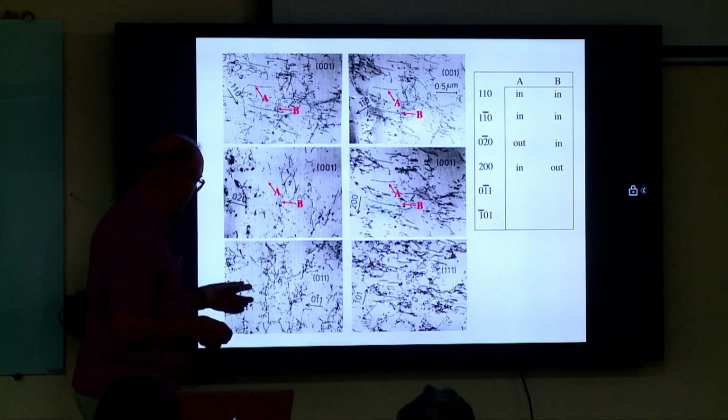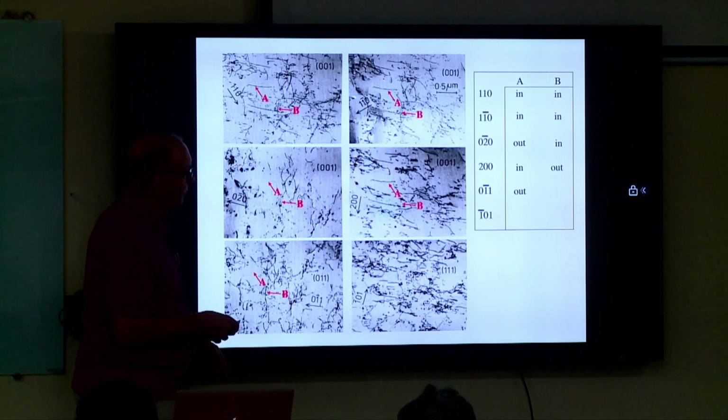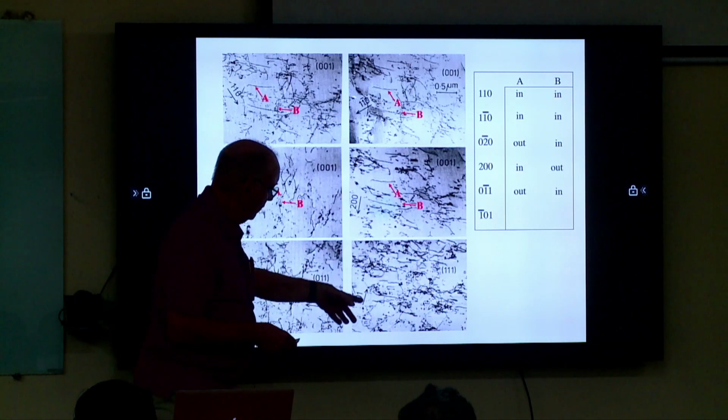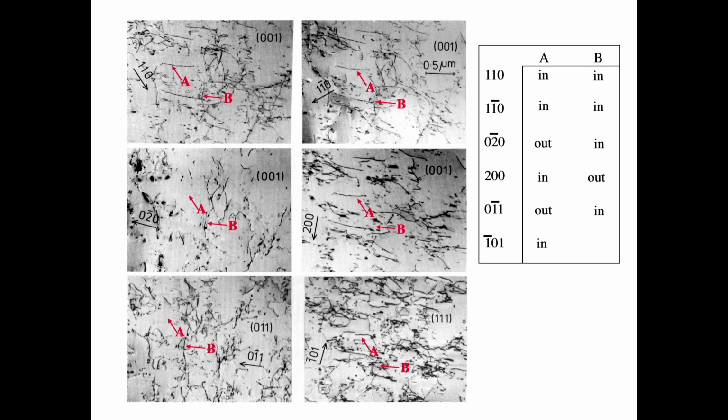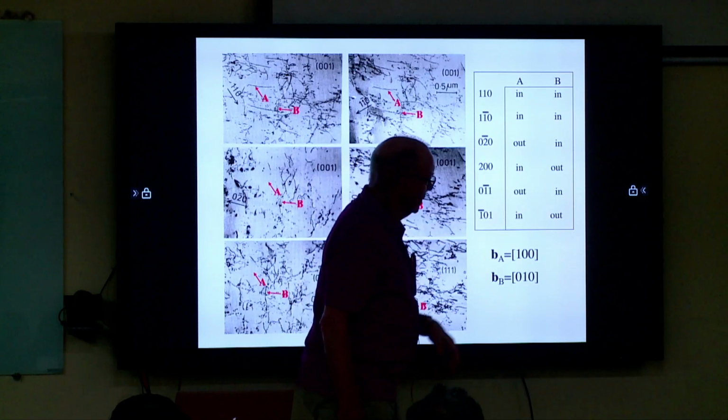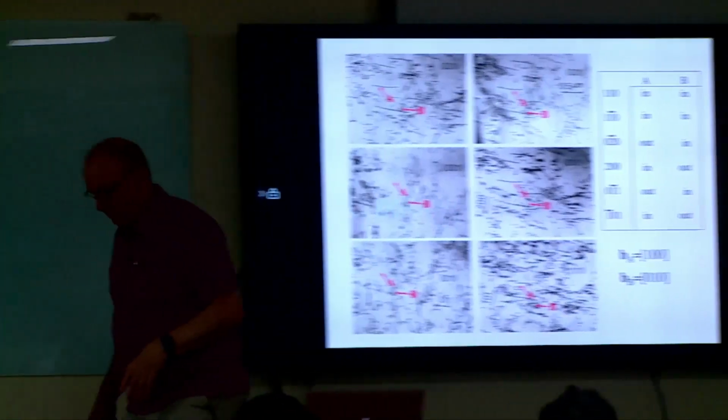And 0 bar 11, which is here, then we have our A is out, our B is in. And for bar 101, here, this g vector, then we have A is in, and B is out. And so from this, A has to be 100, its Burgers vector, and B has to be 010. Sorry, no, 010. And essentially, if you have two outs in any given analysis, then you can uniquely define the direction of the Burgers vector.